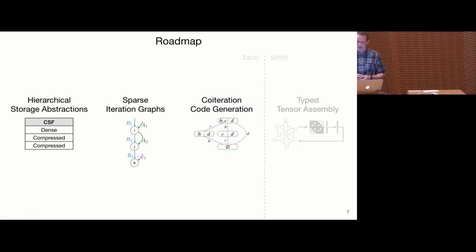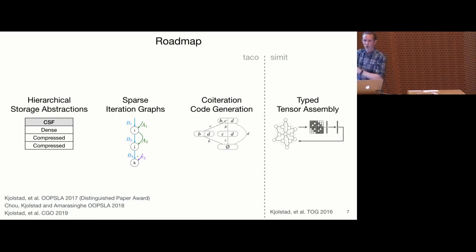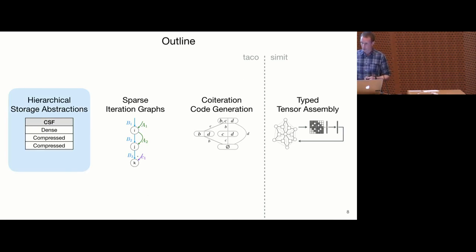So in addition to that, I'm going to talk about an extension to all of this, where we also consider where tensors come from. Because you often don't start with a tensor, you start with some sparse system like a mesh or a rigid body robotic arrangement. You create a matrix or a tensor from that, and then you compute with the matrix in linear algebra, or the tensor in tensor algebra. And we're going to get on top of how you can actually assemble these tensors so we can optimize all the way around. But first we're going to talk about these hierarchical storage abstractions.